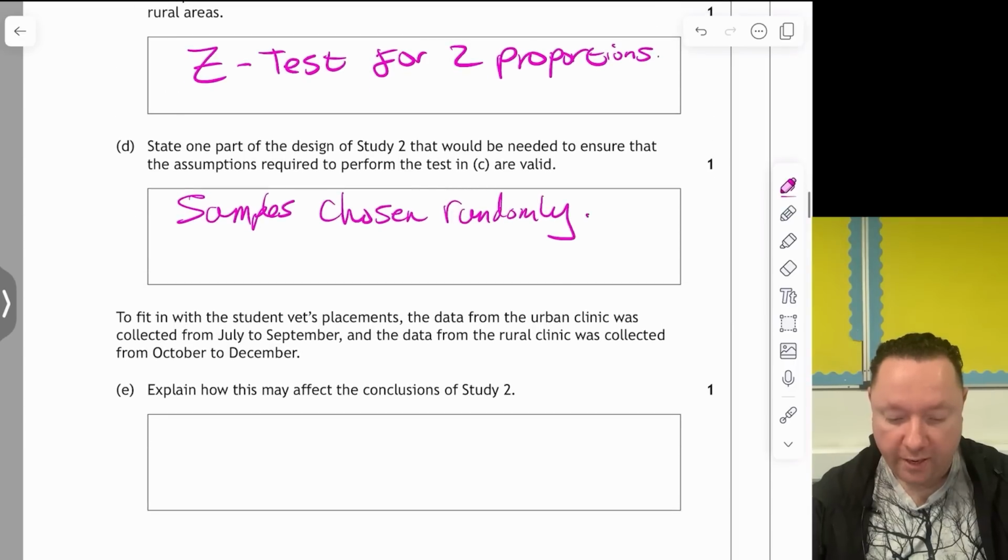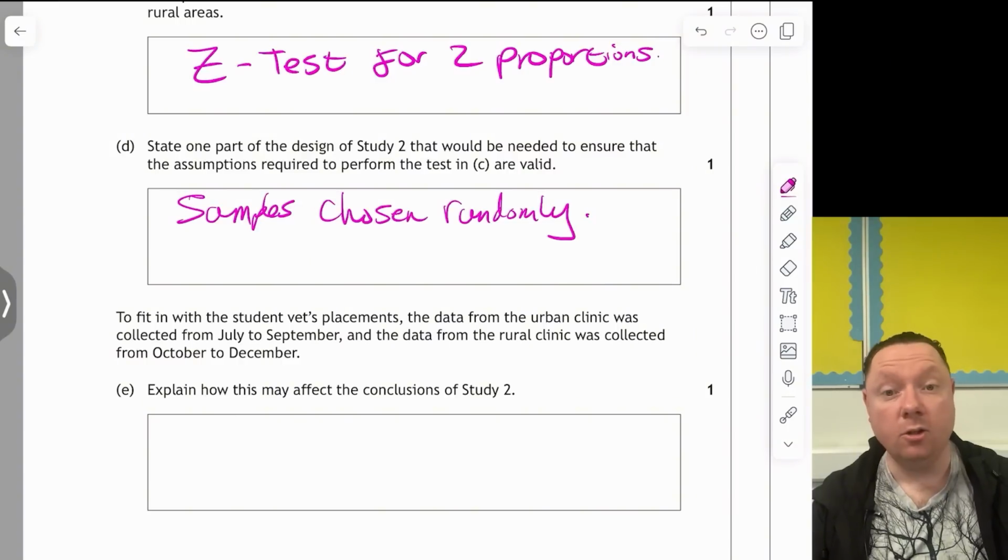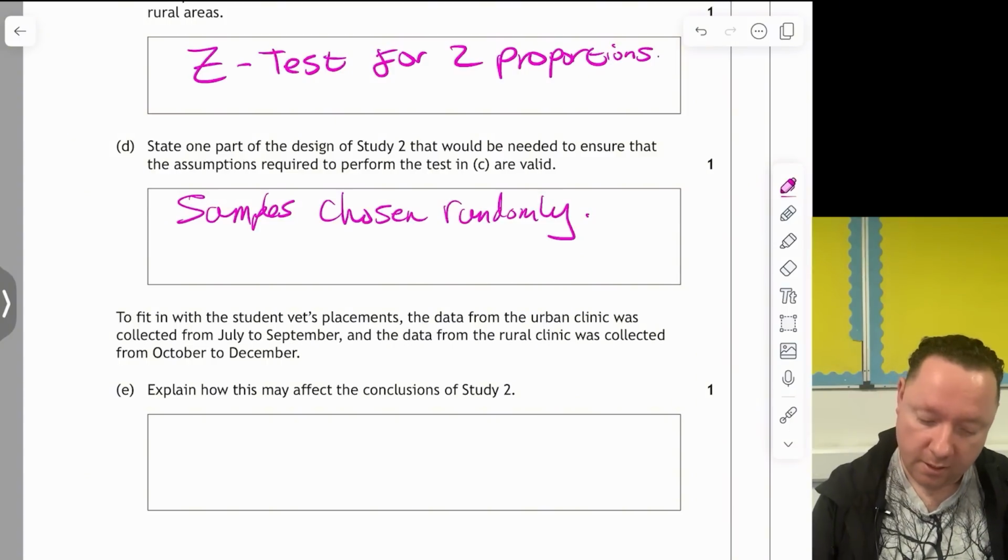To fit in with the student vets' placements, the data from the urban clinic was collected from July to September, and the data from the rural clinic was collected from October to December. How might this affect the conclusions of study 2? The conclusions, of course, won't be valid because it's not a comparable time period. That's all you need to write.